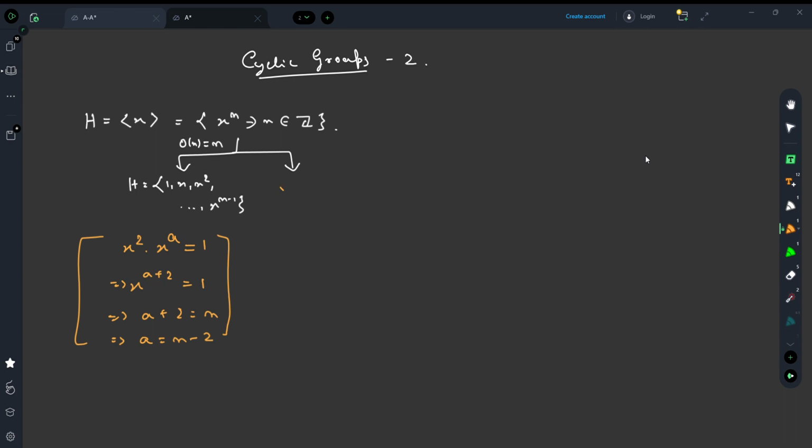What if the order of the element is infinite? Then this is indeed the structure. You start with the element x, you keep on composing it with itself, and you can also think of composing the inverse of that element. Okay.